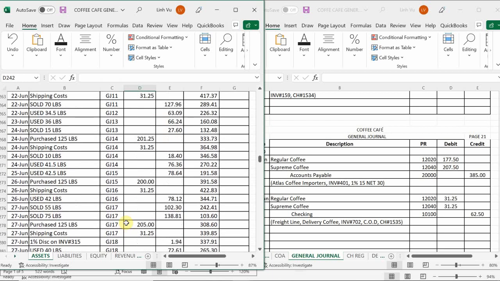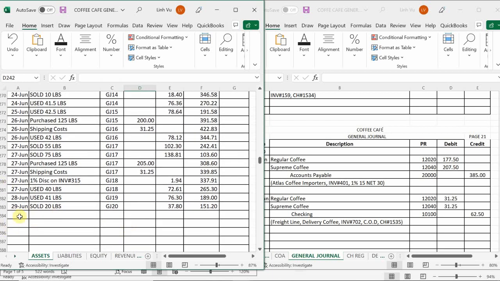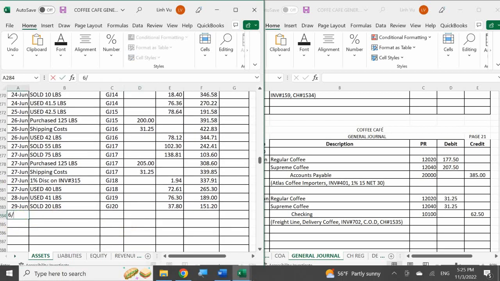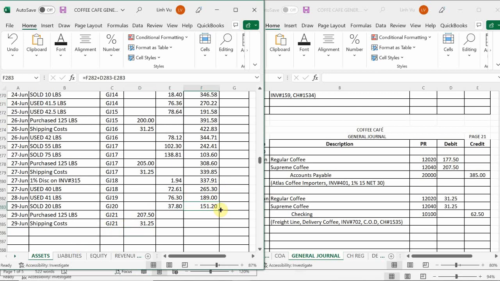For your supreme coffee, you have a purchase of 125 pounds with the freight cost. General Journal, page 21. You have this for $207.50, and then you got the $31.25. So you should have your grand total balance for Supreme Coffee to be $389.95. Okay?